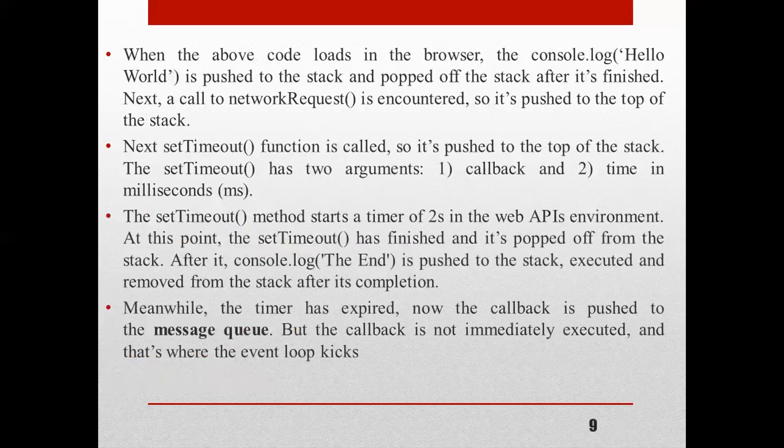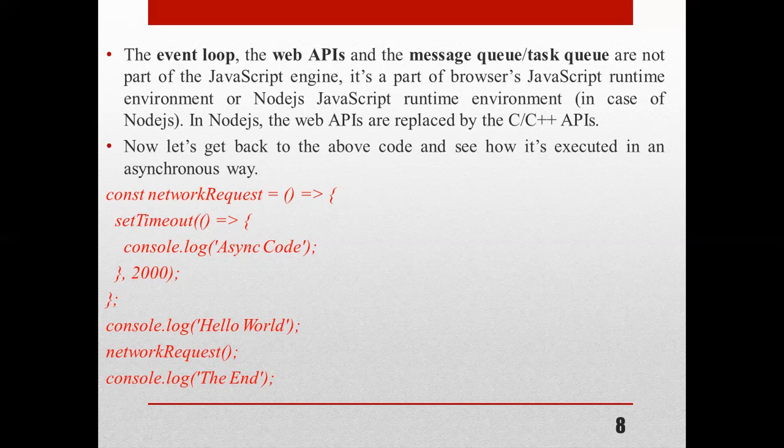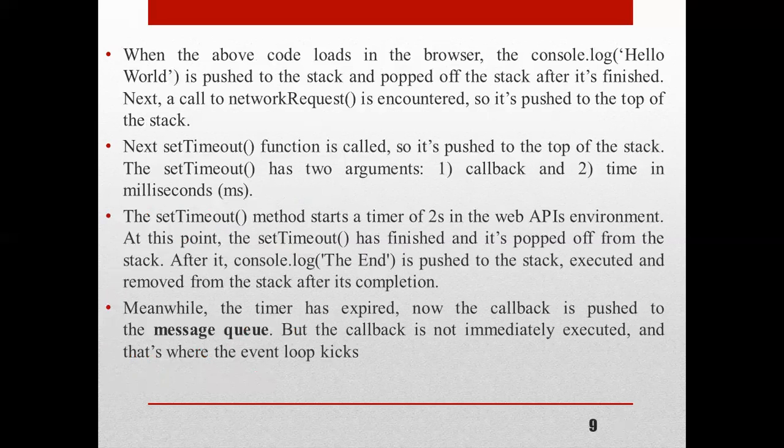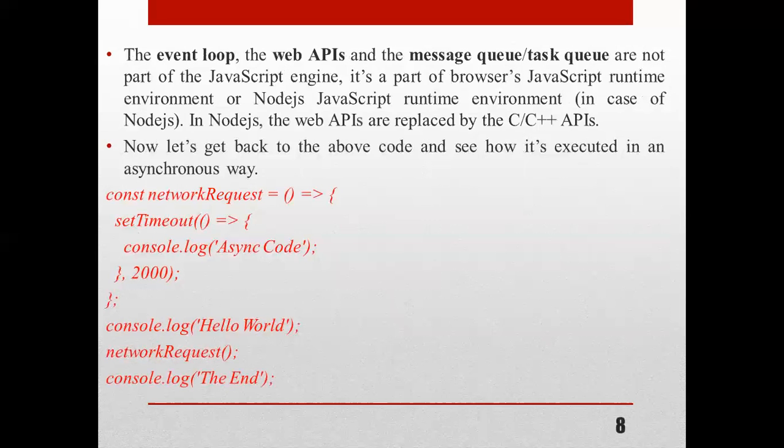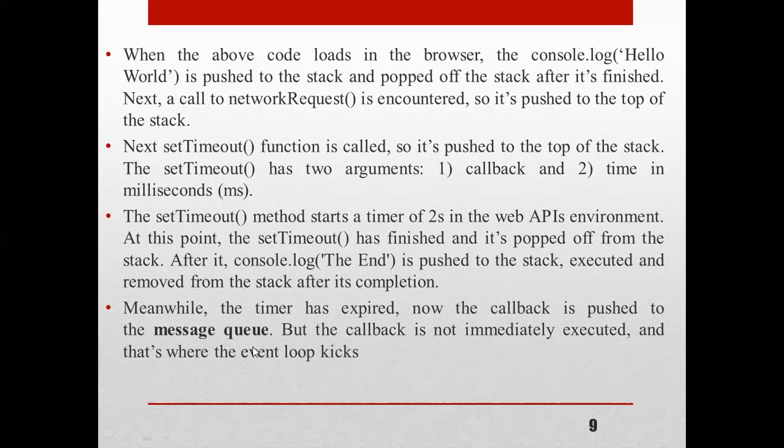When we load this code in the browser, first it will execute the console.log hello world statement. Console.log is pushed onto the stack and popped off the stack after it finishes. Whenever it finishes the statement, first it pushes the statement onto the stack, and after executing, it pops it off the stack. Next is the network request.